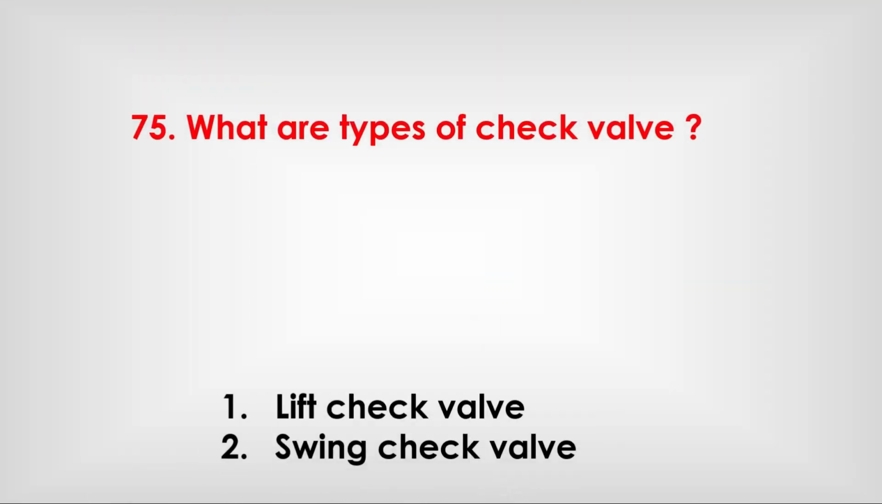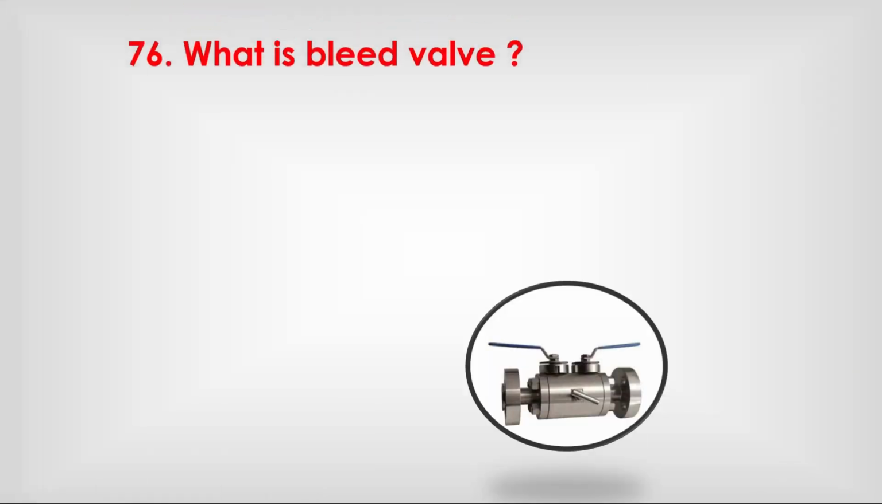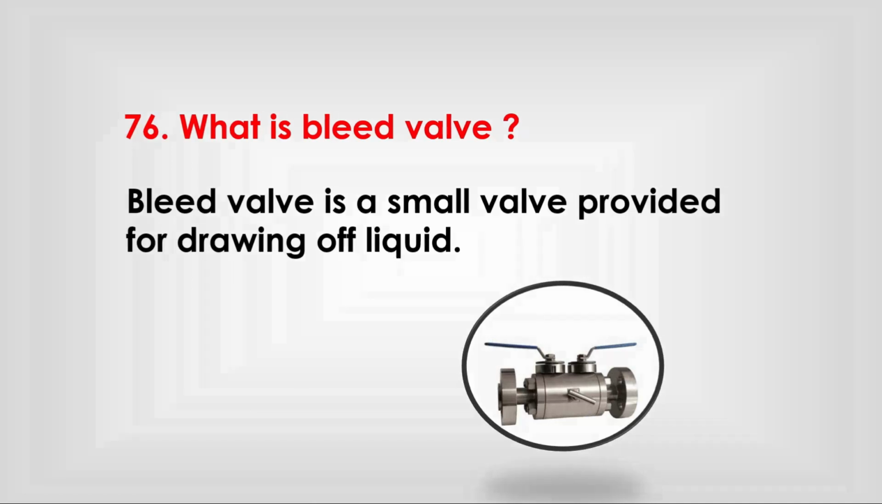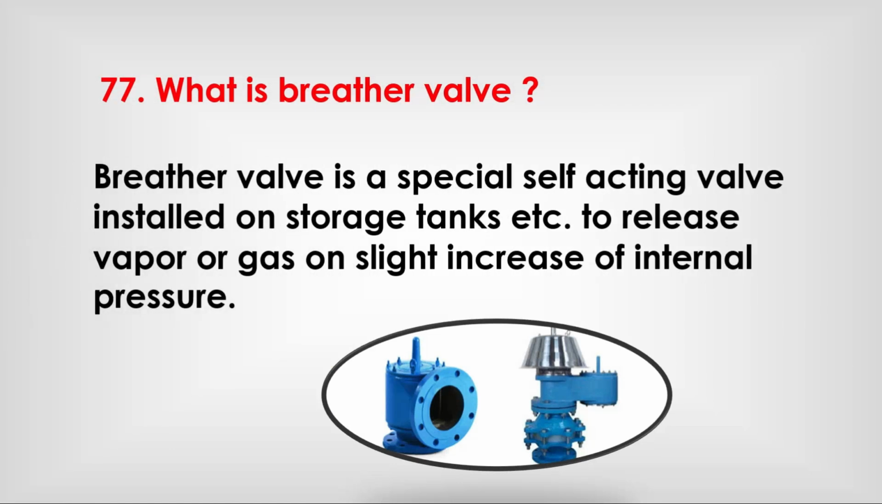What are the types of check valve? Lift check valve, swing check valve. What is a bleed valve? A bleed valve is a small valve provided for drawing off liquid. What is a breather valve? A breather valve is a special self-acting valve installed on a storage tank roof to release vapor or gas on a slight increase of internal pressure.